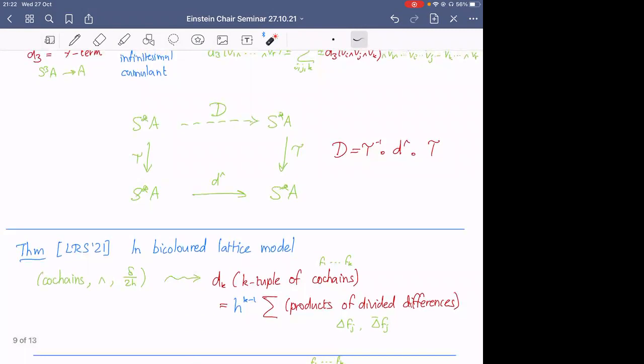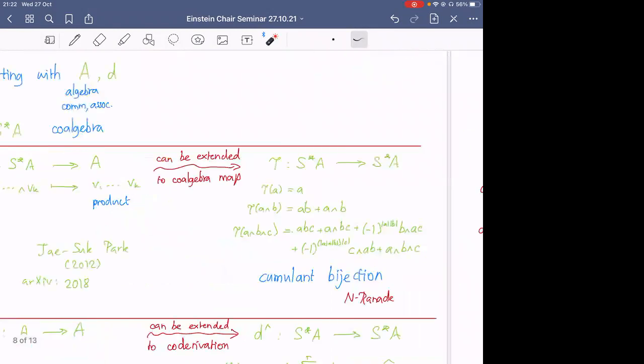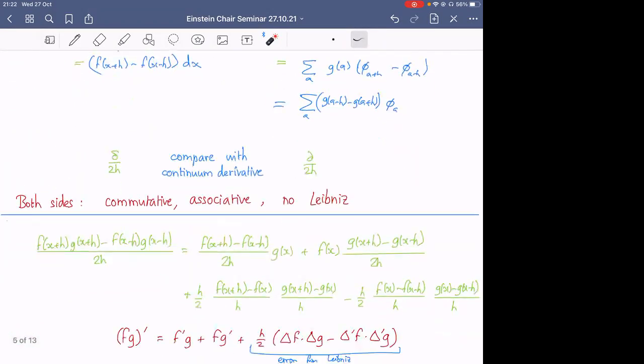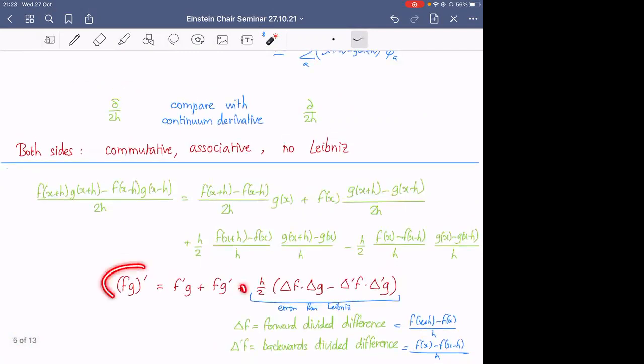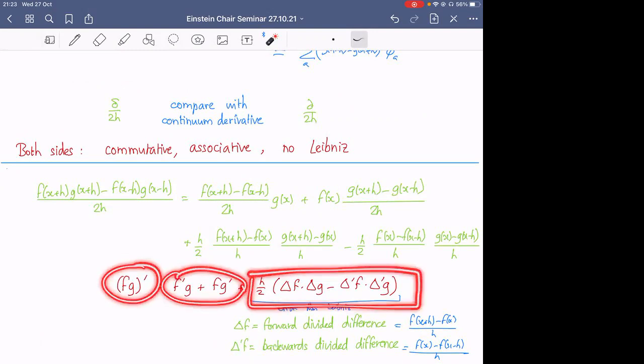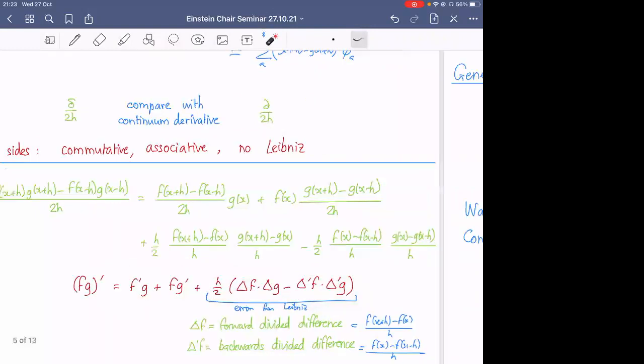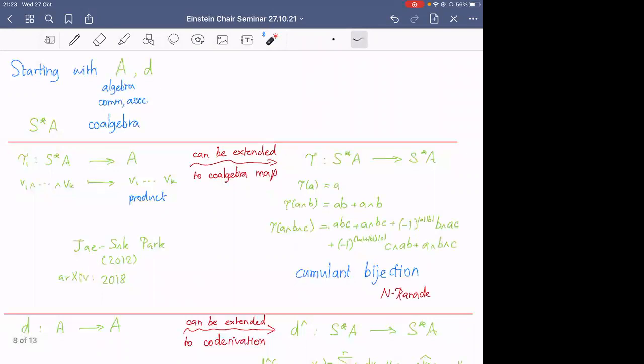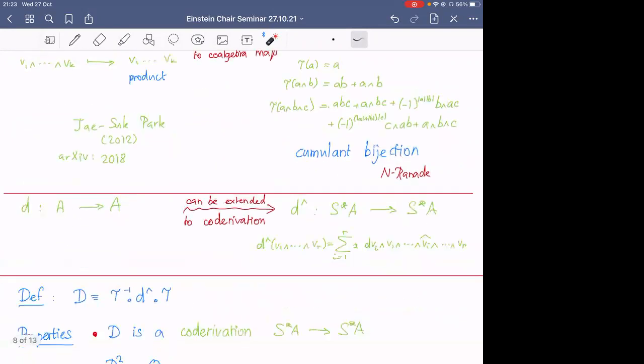So this is the analog of what we did in 1 dimension for D2. We had this formula right at the beginning. You remember, the difference term we have here is D2 of Fg, expressed as h to the power 1 times a sum of products of divided differences. So this theorem is saying that that works in general, in arbitrary dimension and arbitrary order.